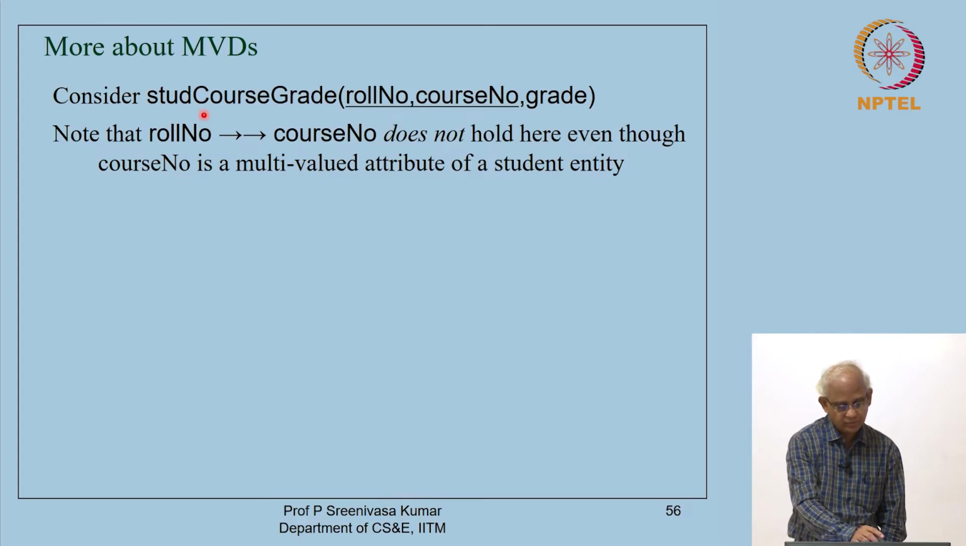Now, let us look at a slightly different relation scheme, student course grade. I have roll number, course number, but then grade. Actually the grade depends on roll number and course number. So, even though the course number is in fact a multivalued attribute of roll number, just because having a multivalued attribute does not mean that we will have a multivalued dependency. I want to illustrate that.